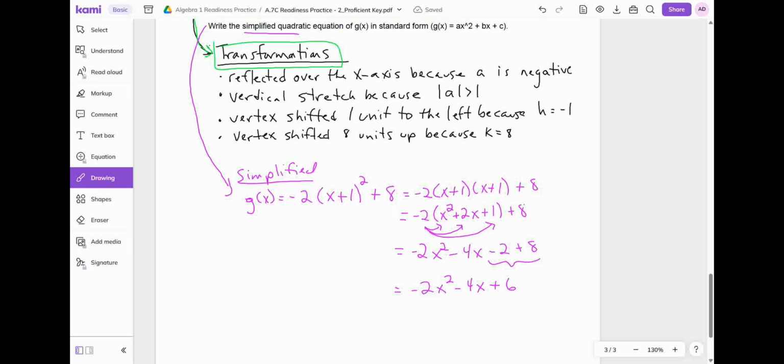And if you really wanted to, right, you could factor that out. You can say, I'm going to factor out a -2, and that's going to end up being x squared plus 2x minus 3. You have to flip everything, right? Either one of those works.